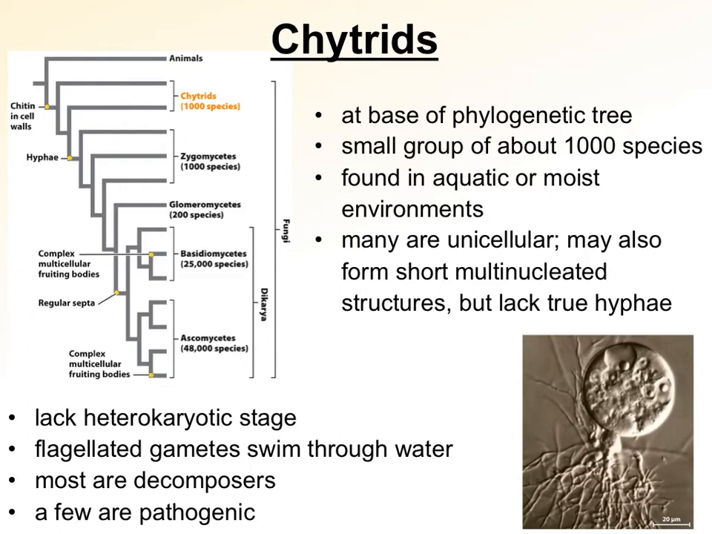So you can see that the earliest fungi in the evolutionary tree are ones that are unicellular. They do not have true hyphae. They're mostly going to be aquatic or in moist environments. They lack that heterokaryotic stage. So again, in these early fungi, you very rapidly went through plasmogamy and karyogamy, so you never even had that heterokaryotic state. And a few of them are pathogenic, but mostly they're just going to decompose organic compounds in their environment.